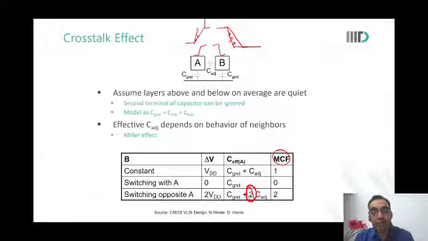So that is DRC. DRC is about manufacturability. It is not about electrical behavior. What we are talking about now is electrical behavior. Are you able to see this?